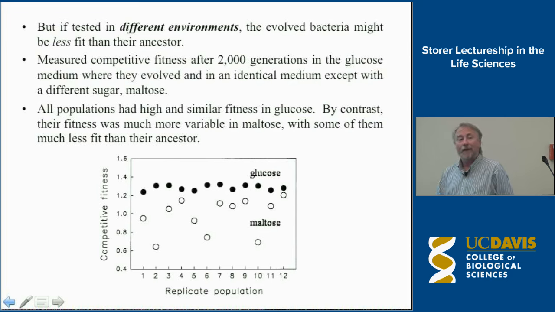What if we keep everything the same, but change the carbon source? It's a rather subtle change we're making here. We're changing from glucose to maltose. Maltose is diglucose. And yet, when we measure their fitness in the same environment, except with this other sugar, not only are their fitnesses generally lower in maltose than in glucose, some of them are actually less fit even than their ancestor was. So we're seeing this incredible specificity of the adaptation to the exact conditions under which they evolved, and all bets are off about whether these bacteria are gaining or losing fitness in some other novel environment.